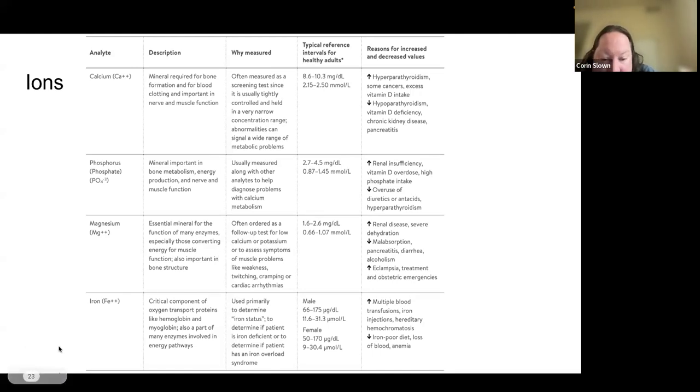And notice here there are ranges for males and females in terms of differences in the relative concentrations, but these also can vary by region and by demographic. So it's really important. There are hereditary reasons why there could be differences in terms of iron as well.